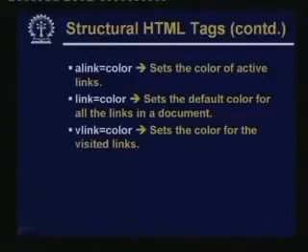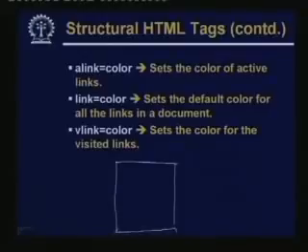Well, you may be aware that an HTML document contains links to other documents. There may be some portions which are clickable. If you click on the mouse, you go to some other document. These are called hyperlinks. Now, you can specify the color of the hyperlinks, the color in which they will appear. There are actually three parts to it.